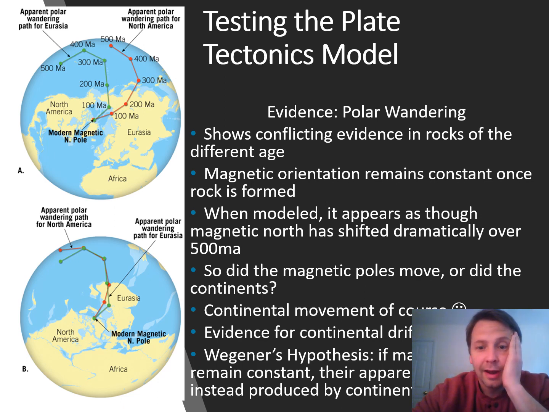And this paleomagnetism idea is certainly the most important piece of evidence that we have. So Wegener's hypothesis, if you recall from earlier, is simply that if the magnetic poles remain constant, it's the relationship, or the apparent movement, of the continents to the actual poles themselves.